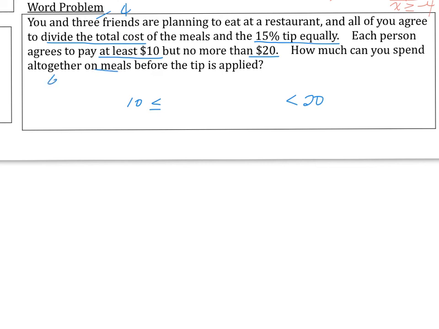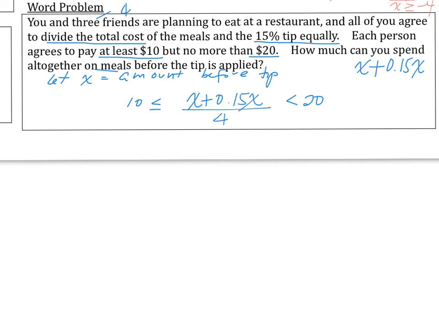So first I'm going to let x equal the amount before tip. So if they pay x amount, and to apply the tip, they need to add 0.15, meaning 15% of the amount they pay. So we need to take this amount and divide by 4. Okay? And now, once we have the inequality set up, we can start solving.